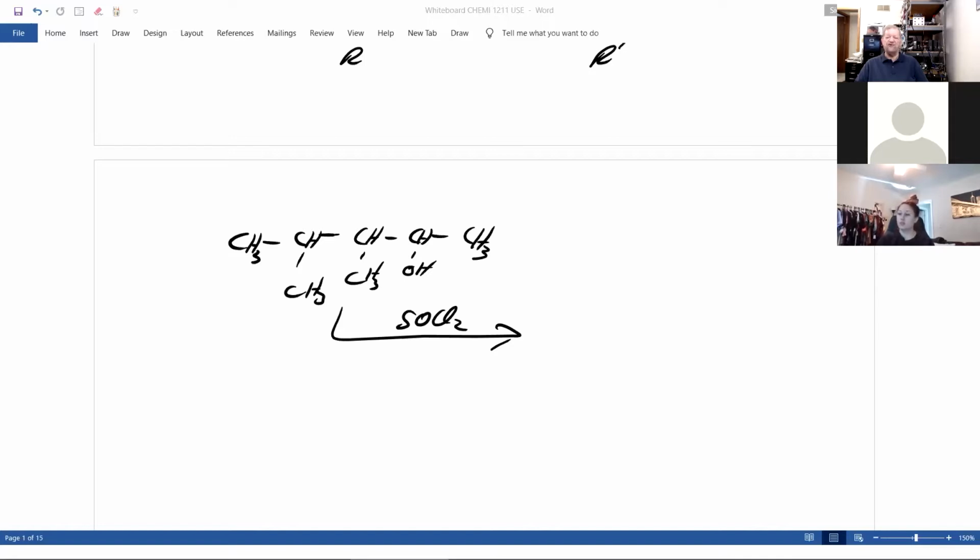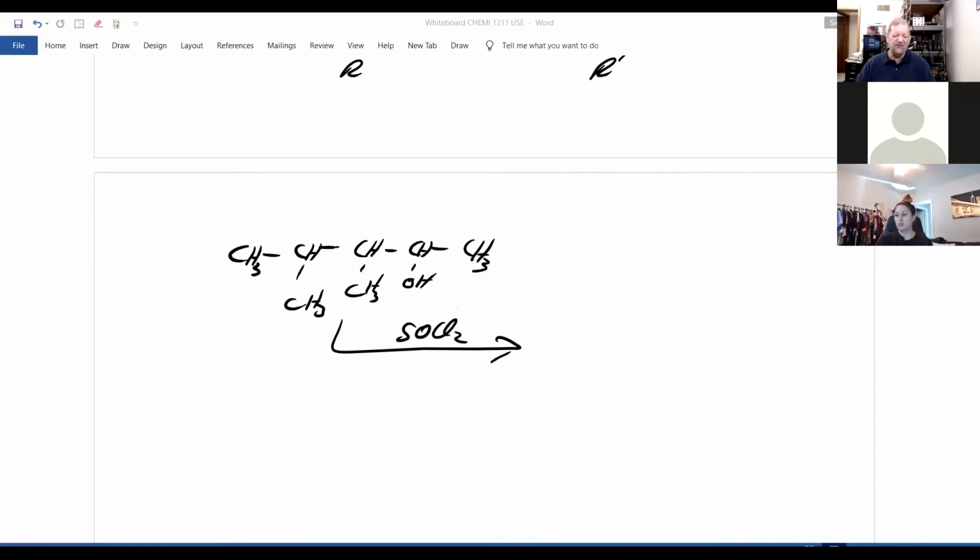And don't forget, it's your solemn responsibility. Any structure I write, make sure there are only 4 bonds to carbon. If I make a mistake, let me know. I haven't, but if I do, let me know. All right, let's do this.